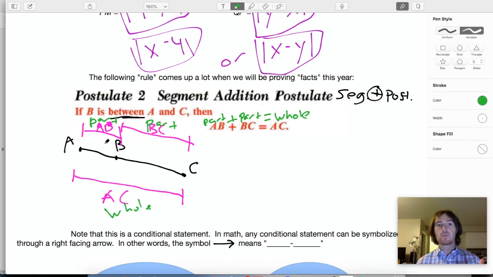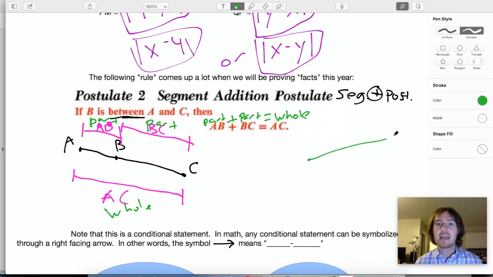If AB were 3 and BC were 5, then sure, we can conclude that AC has got to be 8. This is a postulate because this is very, very obvious. We have no methods yet to prove that this is going to be true 100% of the time, but it's super obvious.